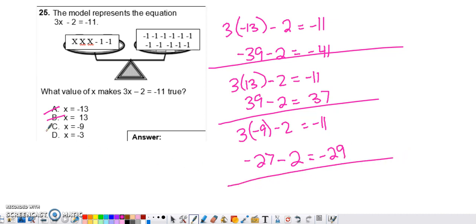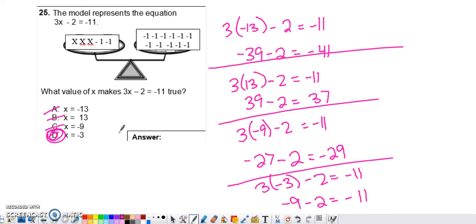And then finally, 3 times negative 3 minus 2 equals negative 11. 3 times negative 3 is negative 9, and then I'm going to take away 2 more, which is going to give me negative 11, which is going to be my answer.